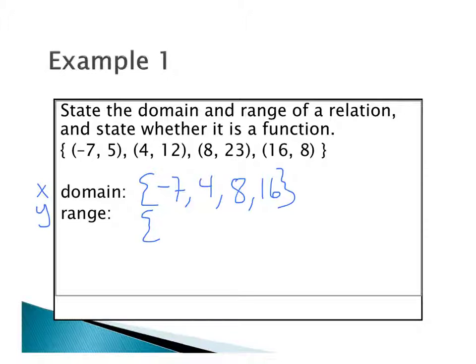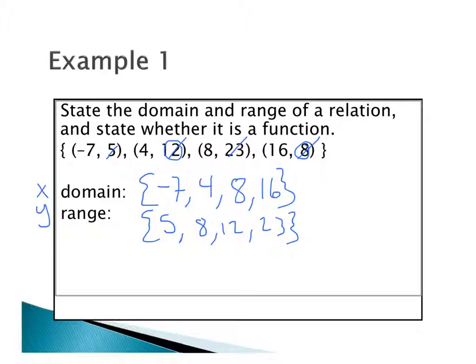Well, let's see here. We have 5, and then we have 8 over here. Then we have 12 and 23. When you're dealing with a lot of numbers, it can help to cross them off as you go. So 5, then 8, then 12, then 23. Make sure that you got them all. All right, so we have our domain and our range.